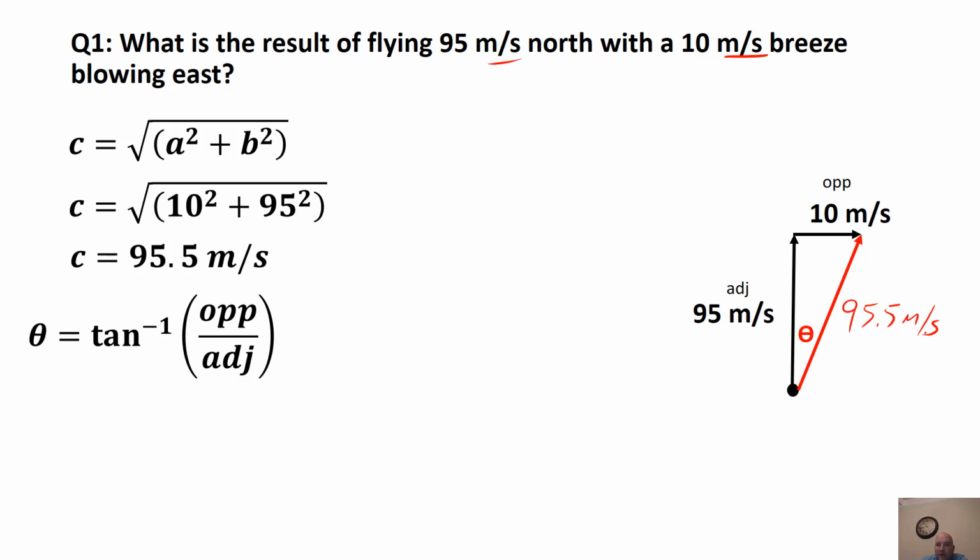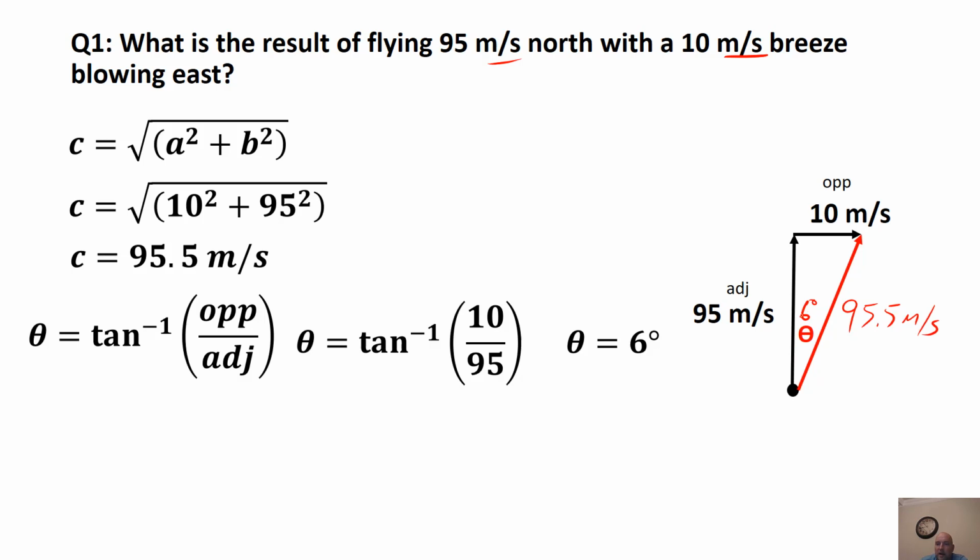So we have 95.5 meters per second, but we want to determine what this angle is. So that's where the opposite and adjacent is going to be important. Our opposite is going to be the 10 straight across. Our adjacent is going to be on the side that's not the hypotenuse, 95, and we're going to get 6 degrees. So this is going to be a little tiny angle. Once again, I could draw in the angle if I wanted to. So 95.5 meters per second, 6 degrees.